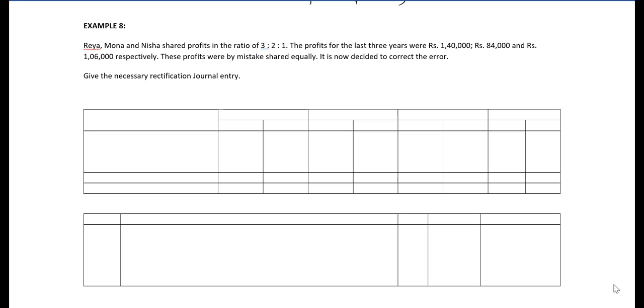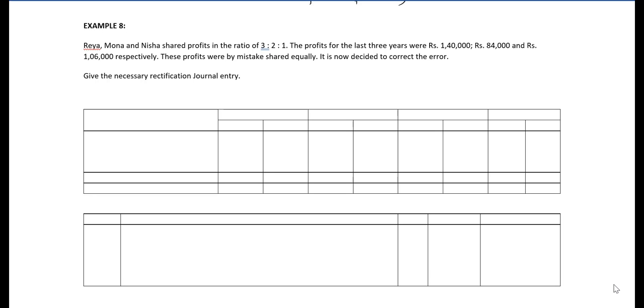Next example, example 8. Rhea, Mona and Nisha shared profits in the ratio of 3:2:1. The profits for the last 3 years were rupees 1,40,000, rupees 84,000 and rupees 1,06,000 respectively. These profits were by mistake shared equally. It is now decided to correct the error. Give the necessary rectification journal entry.